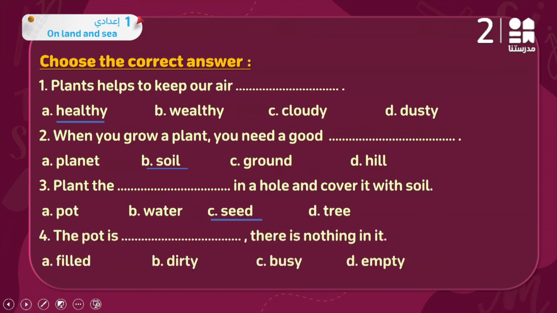The pot is A, there is nothing in it. When I have nothing inside something, it's A. It's filled, or it's dirty, or busy, or empty? Of course the pot is empty. There is nothing inside it. Okay.